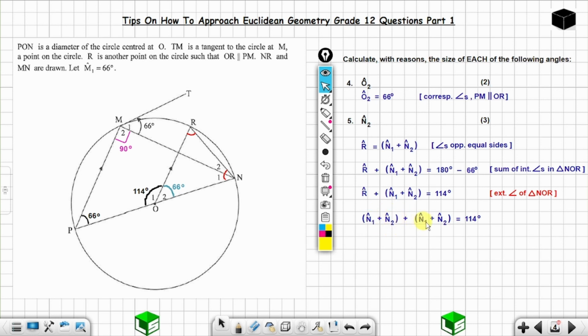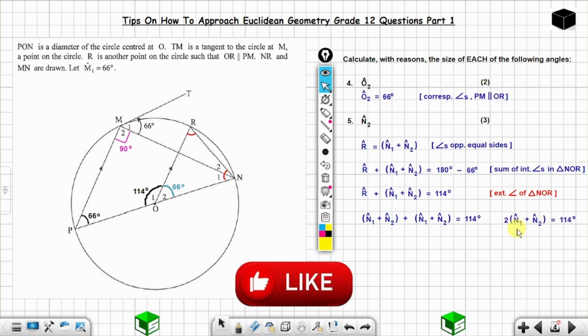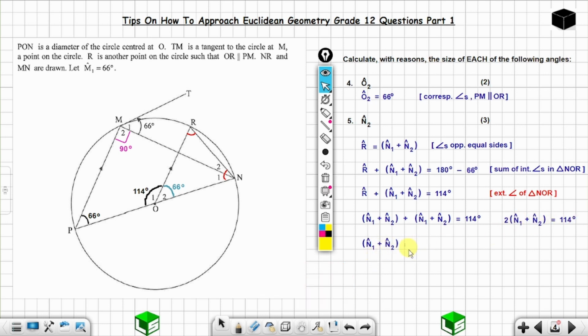Now you have this and this. Okay, like terms. So this is 2 of this. You can see like terms. This is equal to 114 degrees. To find only N1 plus N2, you are going to divide by 2 on both sides. So N1 plus N2 is equal to 114 over 2. So this is equal to 57 degrees.